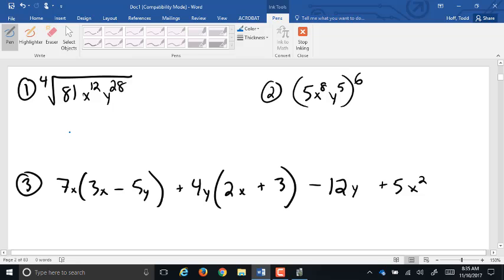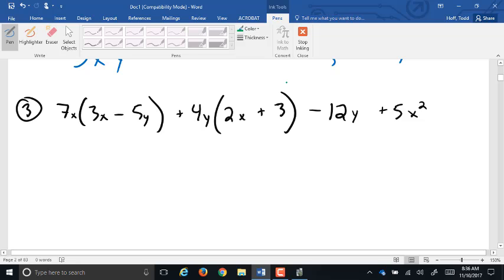So the first one up here, fourth root of 81. 3, how about fourth root of x to the 12th? And y to the 28th? Y to the 7th, very good. Over here, 5x to the 8th, y to the 5th to the 6th power. When you multiply, you add. When you go to the power, you multiply. So it's y to the 30th. It's easy to confuse those.